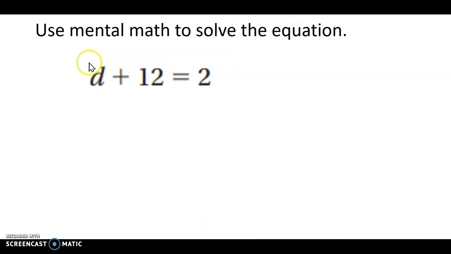Alrighty. Last one. Use mental math to solve the equation. So what plus 12 would give you 2? What are you going to have to add to 12 to get a smaller number? Hopefully you figure you have to add a negative. So negative what plus 12 would give you 2? So hopefully you figured it was negative 10. So negative 10 plus 12 would give you a positive 2.